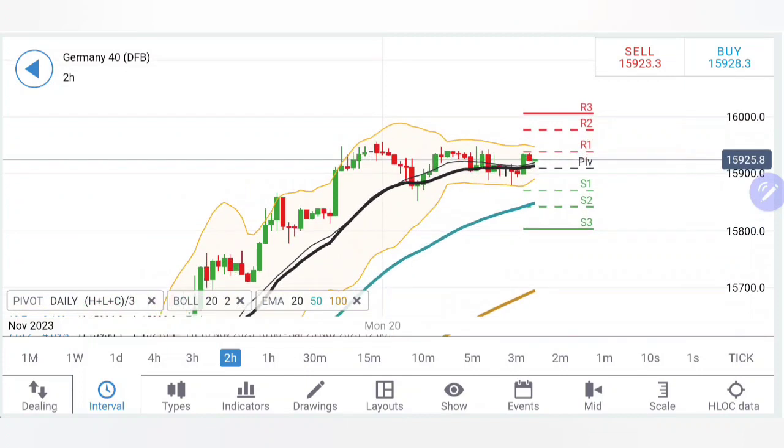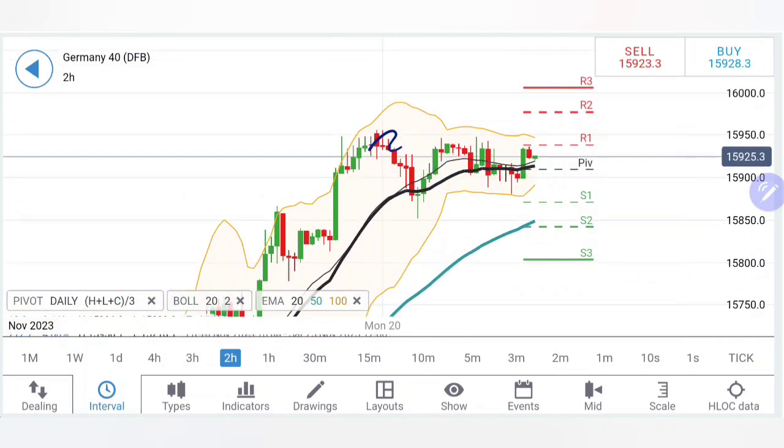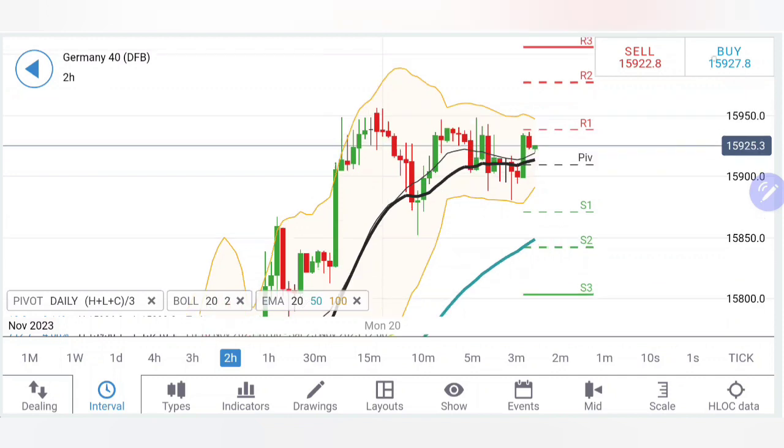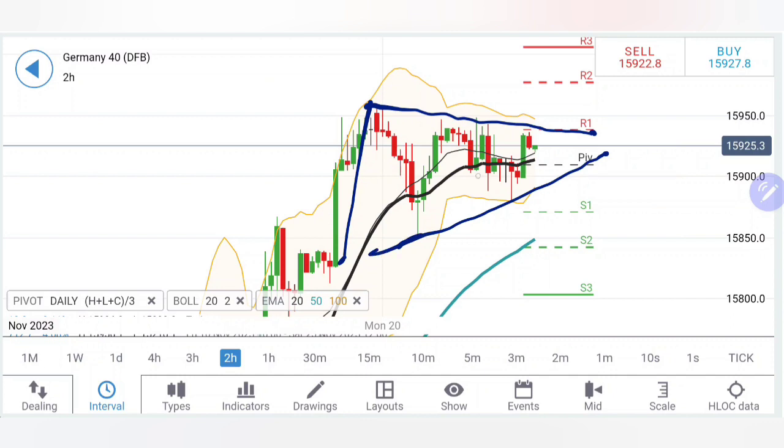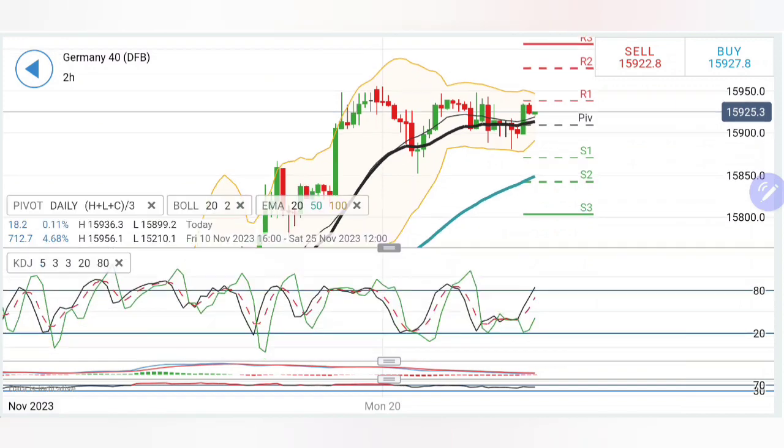On the 2-hour charts, a similar observation is seen. Prices converged here, now taking support from the 20 period moving average. 15,900, 15,880 is very, very good support. Also, one must note that on the upside, consistently lower highs are seen, and on the downside, higher lows are seen. Thus, it has to come out of this zone in order to take a clear direction.